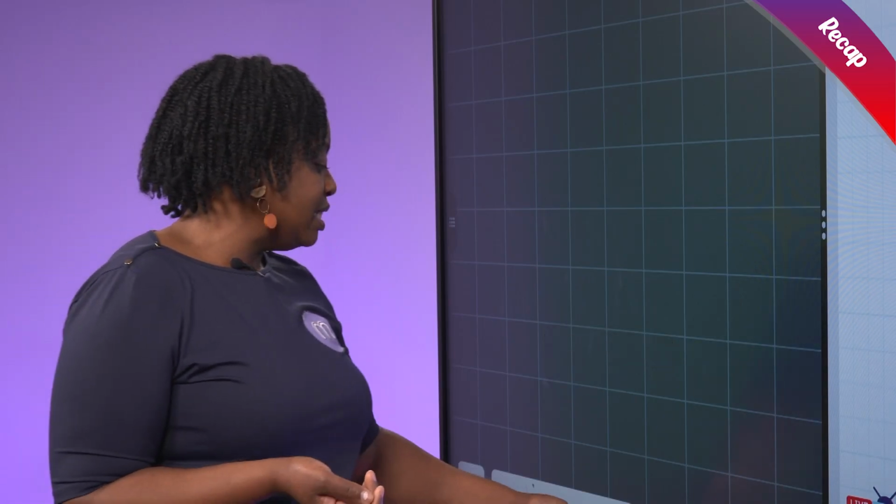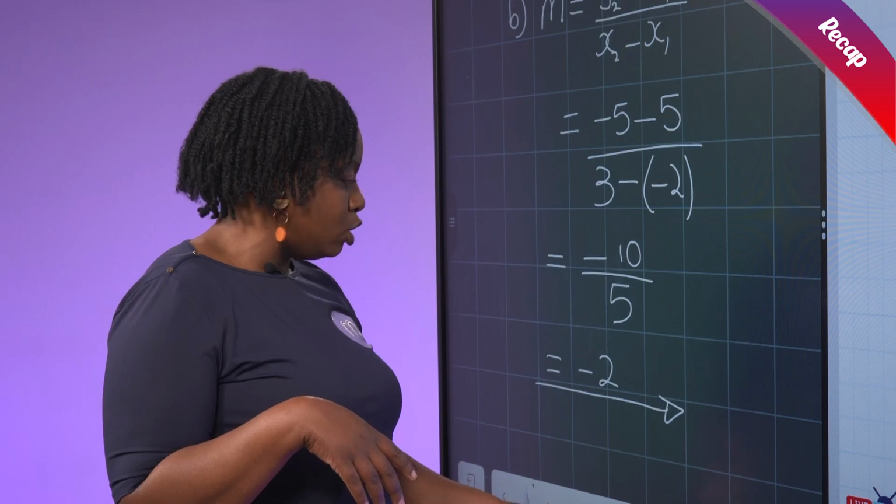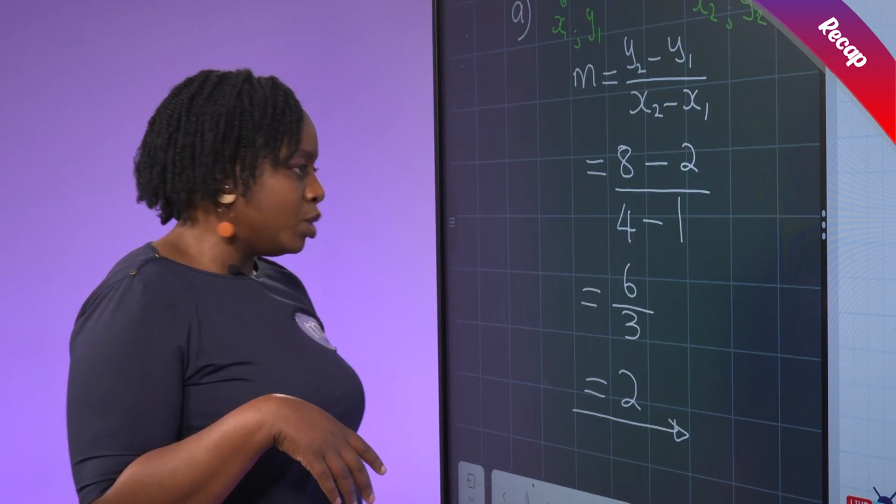So when we were busy here, you would see that we had different types of gradients. So I'm going to go back a little bit to them.